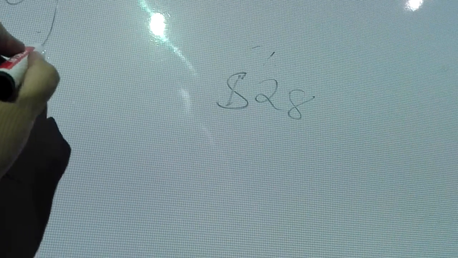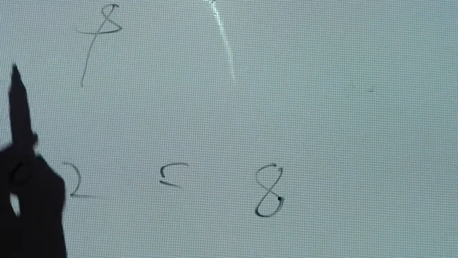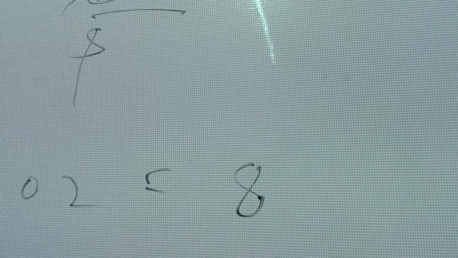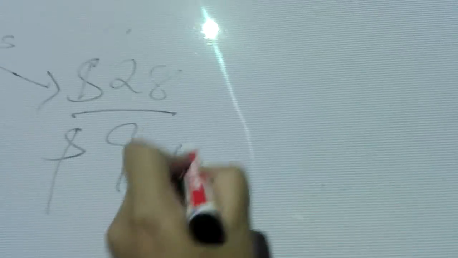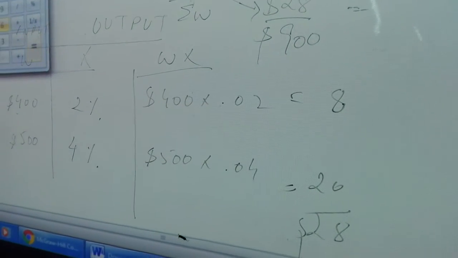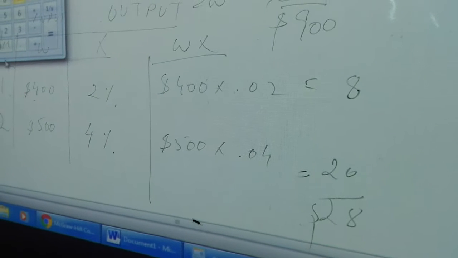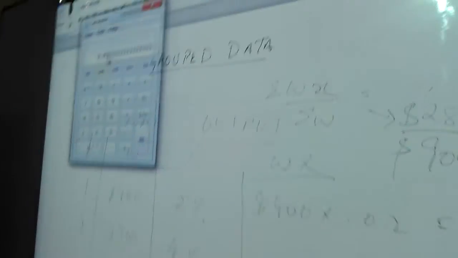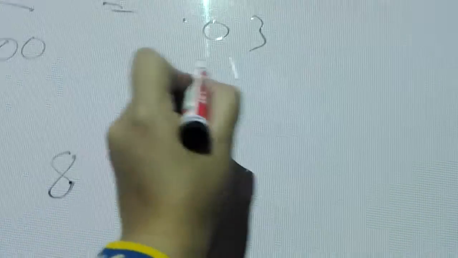Now it's 28, but we need to actually find out the weighted average, right? So the summation of WX over the summation of W is the weighted average. In this case the summation of W is 900, and you can simply find the value by the calculator here. It's 28 by 900, and you have 0.0311. So it's rounded off to 0.03 or 3%.